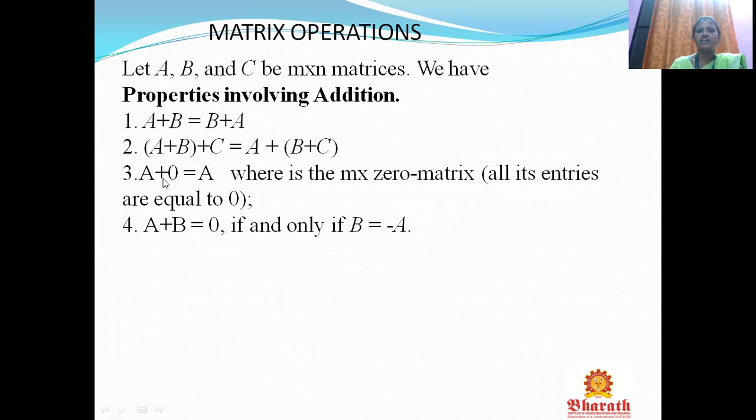Next, third condition, A plus 0 is equal to A, where this is the M into N zero matrix, for which all the entries will be equal to 0. Next, fourth condition, A plus B is equal to 0 if and only if B is equal to minus A. So these are the properties involved in addition.